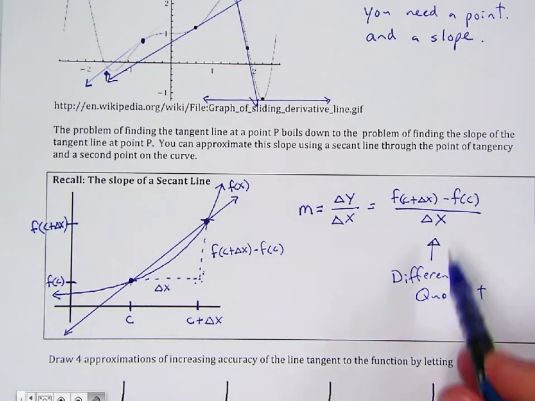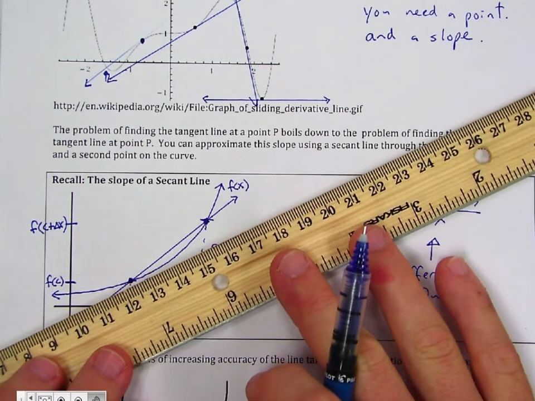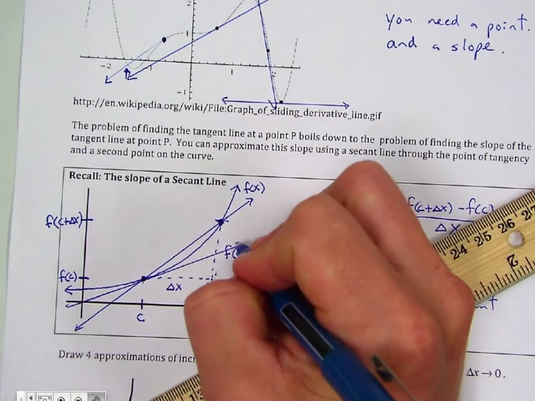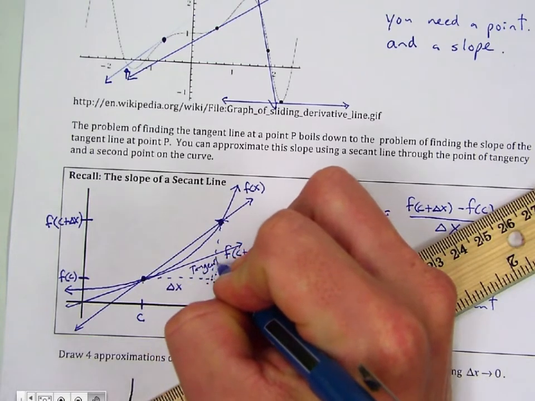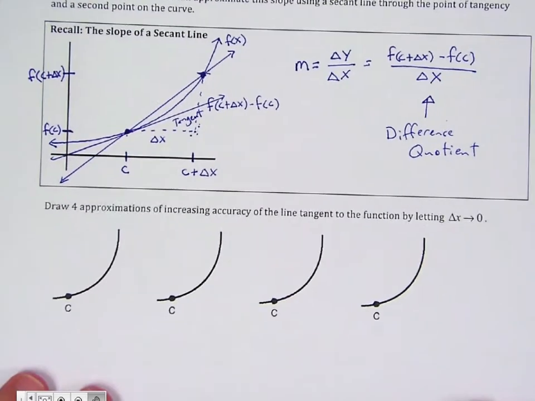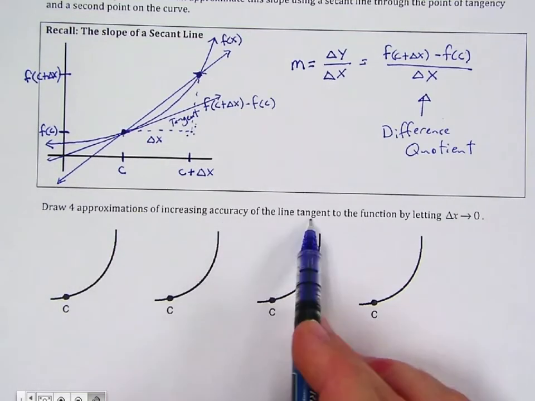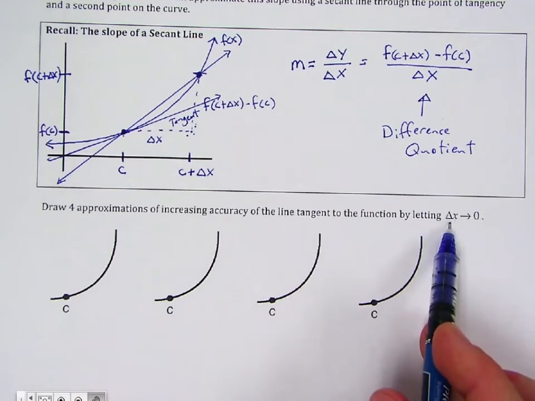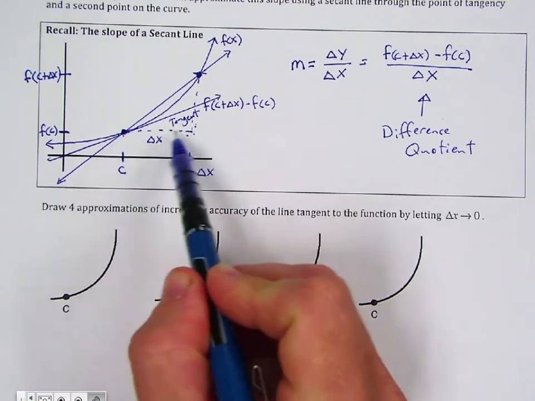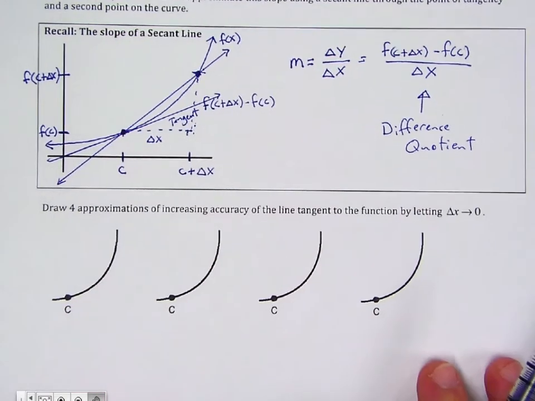And we're going to learn about how the difference quotient can help us find the tangent line, which would have been somewhere about there. To do this, we're going to make closer and closer approximations, of increasing accuracy, of the tangent line to the function by letting delta x go to 0. So that's our trick there. We're going to let this distance get smaller and smaller until it goes to 0, and then that's going to give us the tangent line.